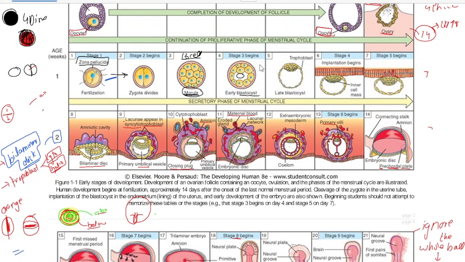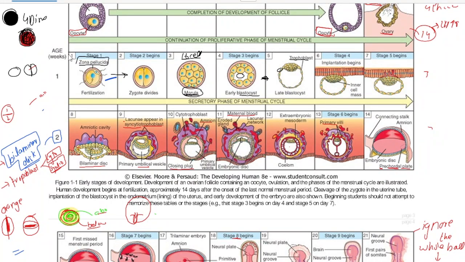Now after that the cells move on, and the outer cells become just like a single, simple cell layer. That is called the trophoblast. Here also a hatching occurs. How? This is the early blastocyst.